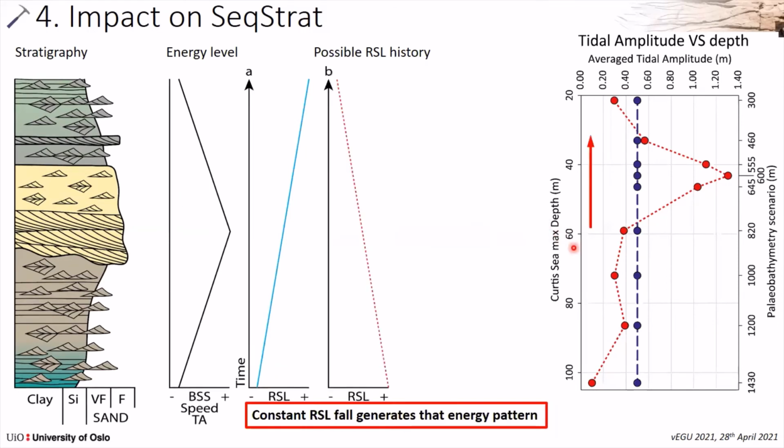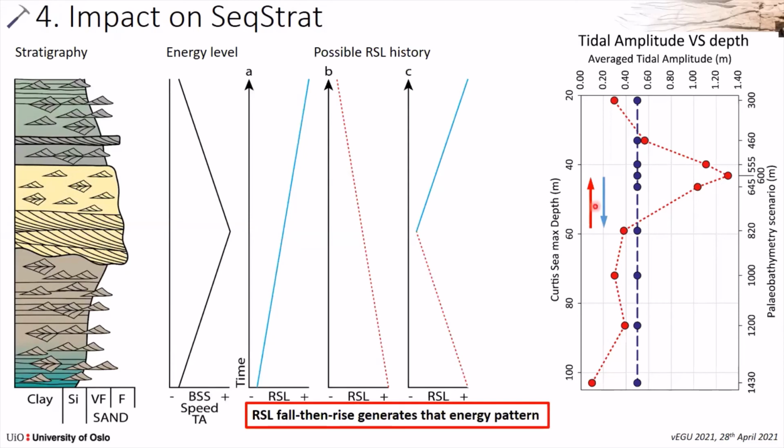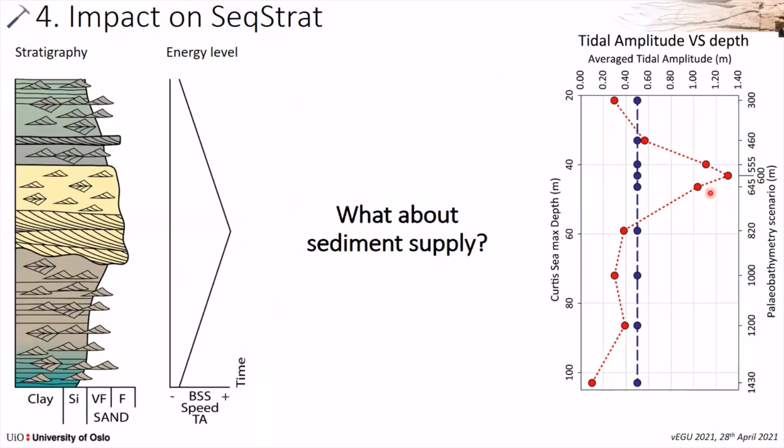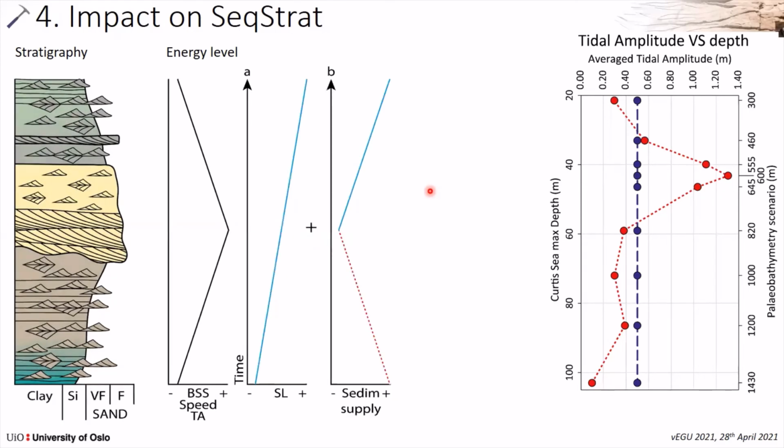Or we could actually have a relative sea level fall, same thing. I keep shallowing up, and then suddenly I enter this optimal tidal amplification window, and then I exit it again, and that could generate the same curve. Or I can have a fall and rise, or a rise and fall, same thing. I enter and exit this optimal tidal amplification window. And then if we add sediment supply to this story, it's yet another possibility.